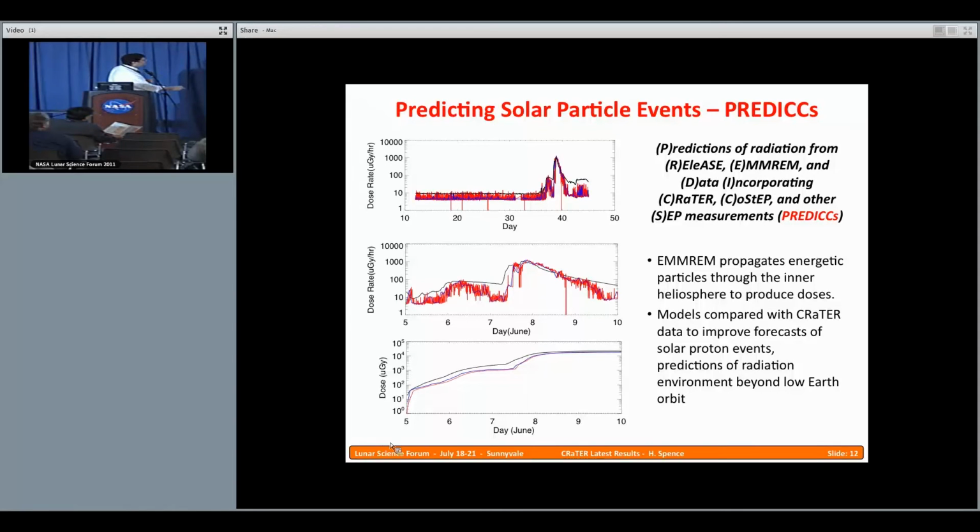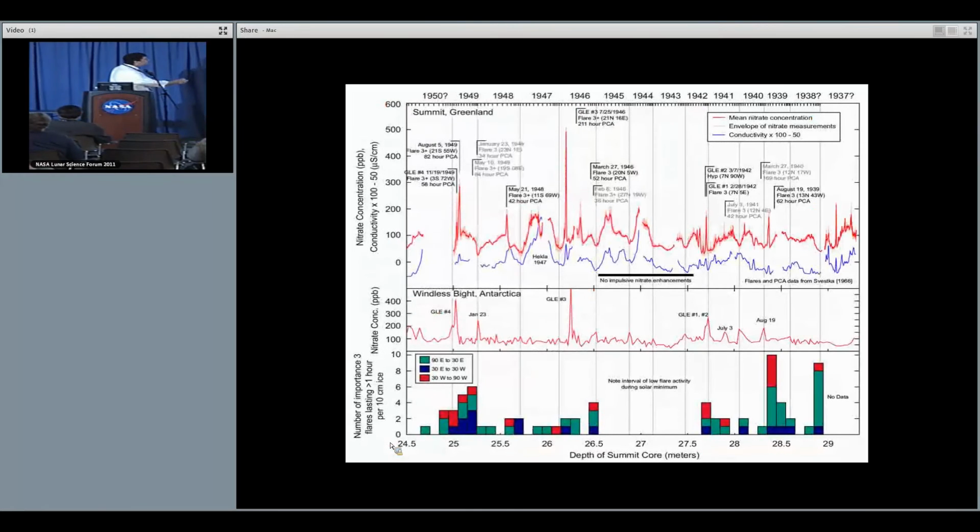And sure enough, in June of this year, we saw our first decent event, and we were able to make comparisons between our models. These are from MREM, these are in red and blue, with the observations on Crater. And right out of the box, we got very good agreement. There's essentially no knobs in these models. So the doses that we're seeing are incredibly commensurate with what we're seeing in our models.